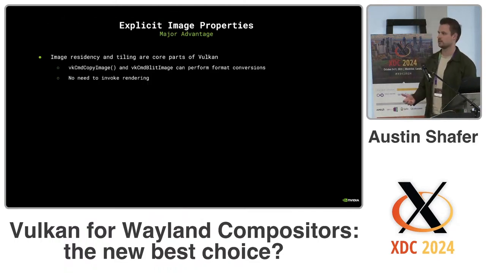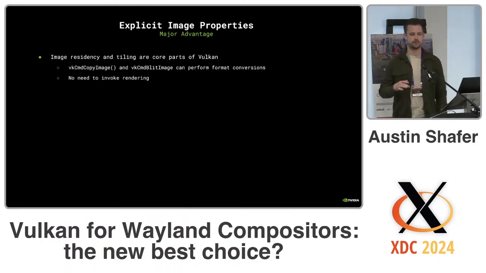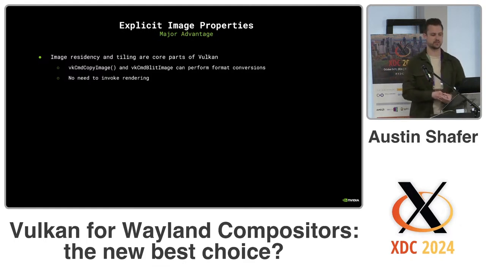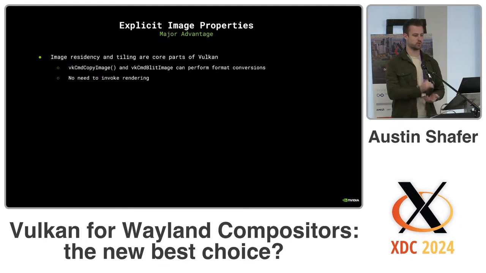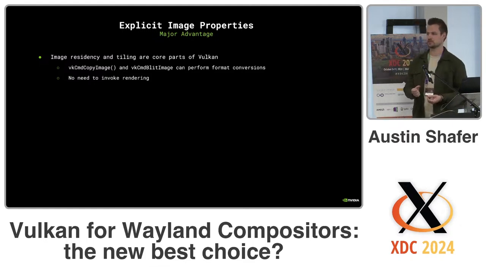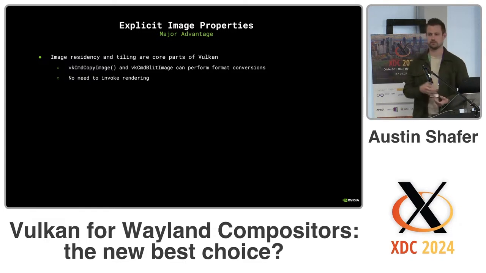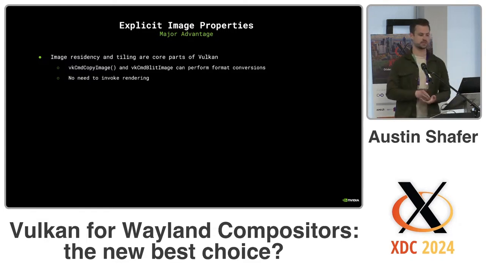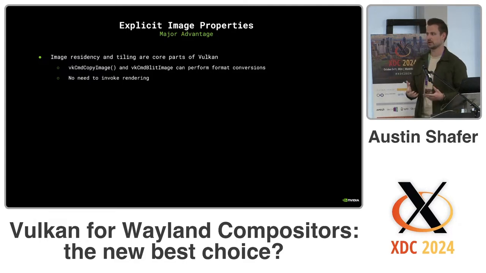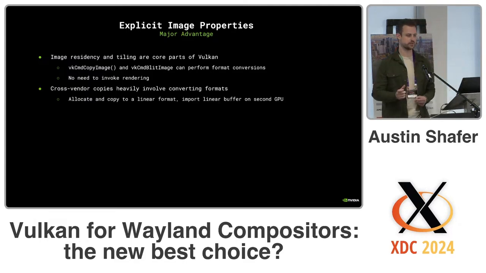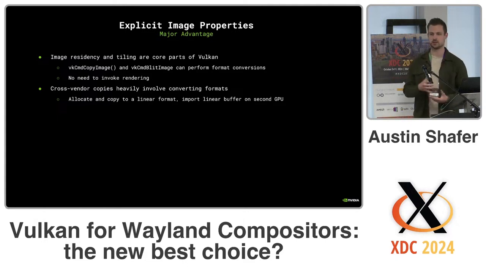So to dive right in, the thing I'd like to start with is the fact that explicitly creating every property of an image is a big advantage for compositors, specifically because you have more control over how you copy things and the residency and where they are. So vkCmdCopyImage and vkCmdBlitImage perform format conversions, and more importantly, for compositors, they don't need to invoke a full rendering operation.